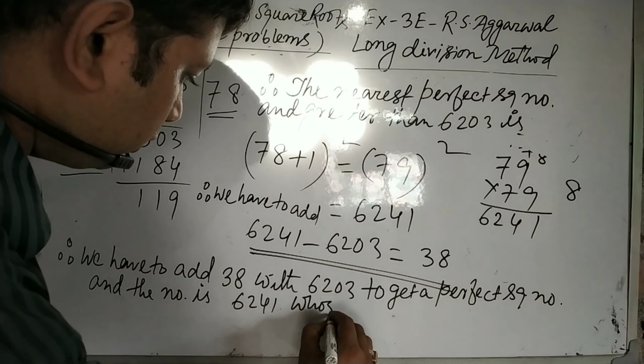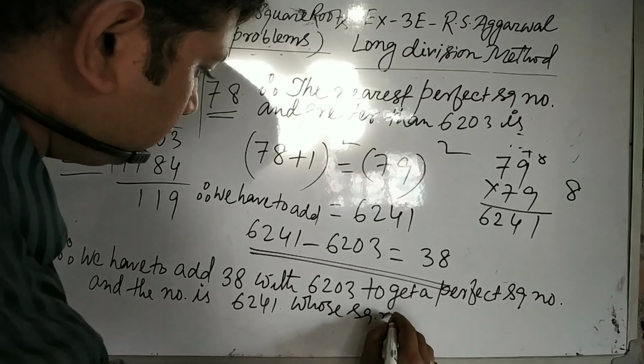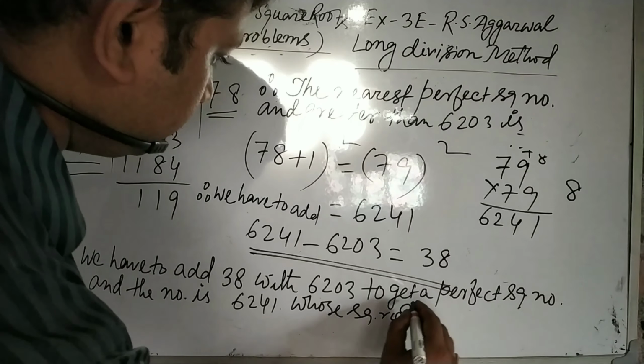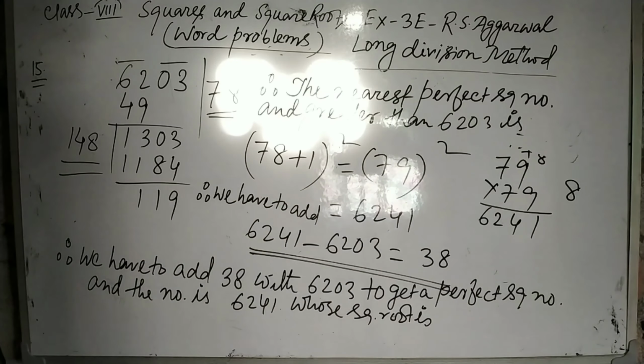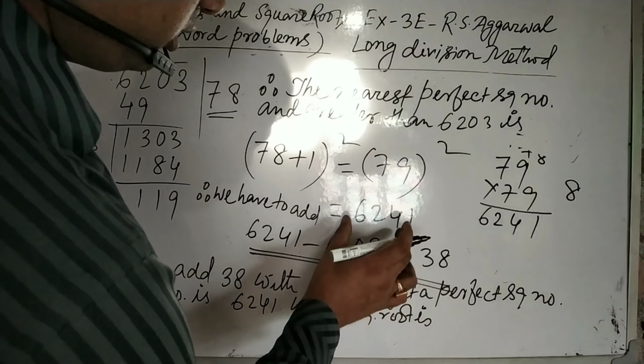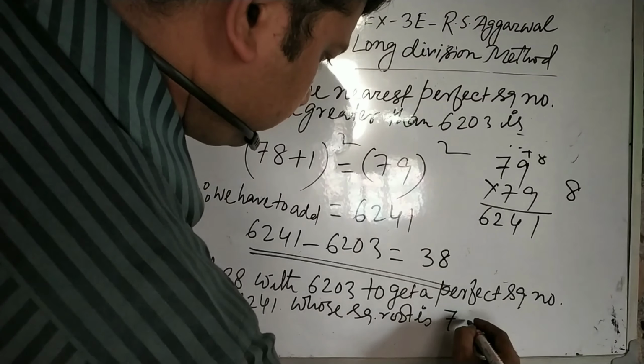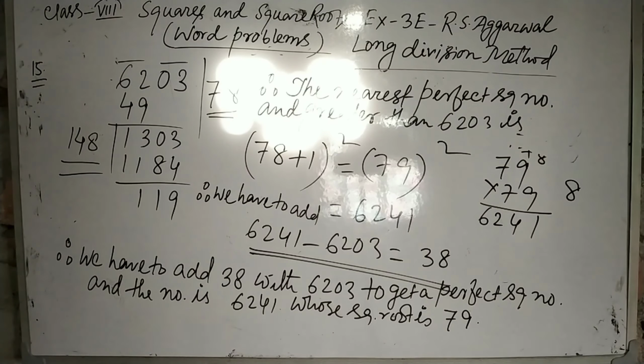Whose square root is, look, 6241 is the square of 79. Therefore, its square root will be 79. So this is your final answer.